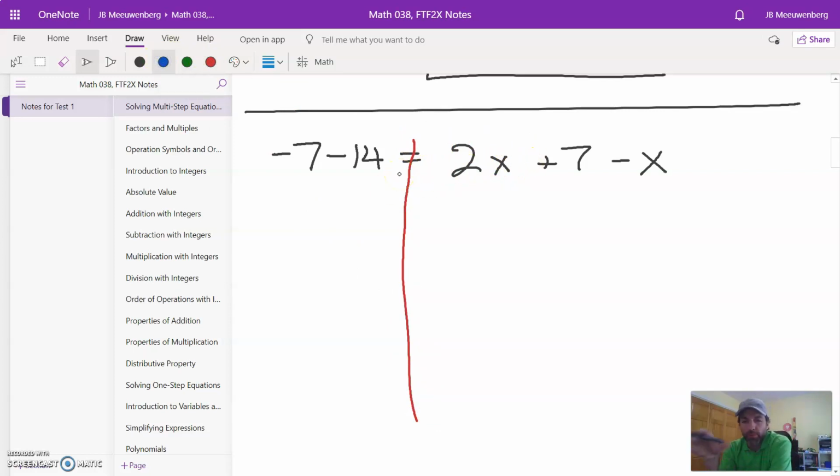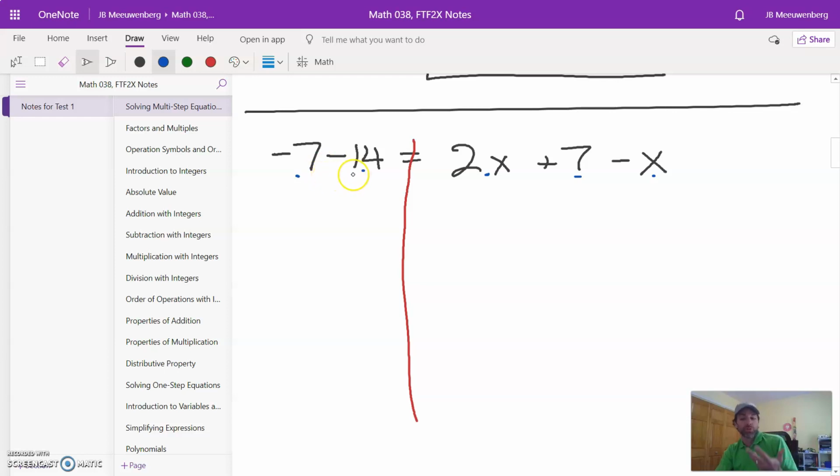I scan the problem. I don't have parentheses. I've got 5 terms, right? We have 5 terms. 1, 2, 3, 4, 5. I'm just making observations. We have no variables on the left. We have a couple variables on the right. We also have a constant on the right.